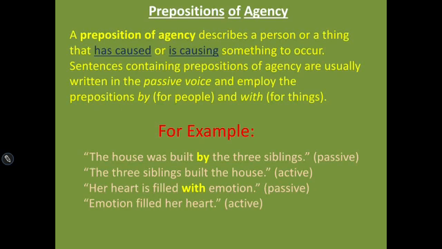The 3 siblings built the house. This is active voice. In this sentence, the 3 siblings are given more importance than the building of the house. Her heart is filled with emotion. Here, the preposition of agency is with, and this is a passive form. Emotions filled her heart, this is active. So, there is no need for a preposition of agency.